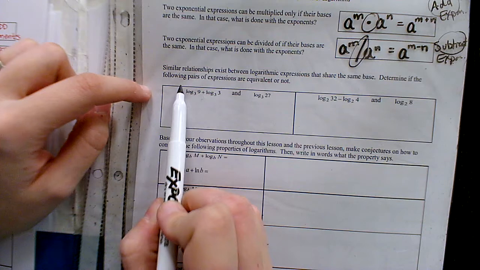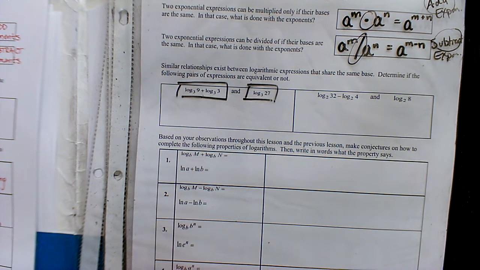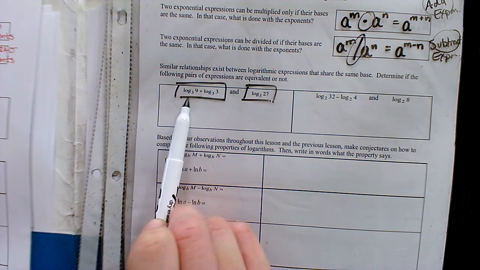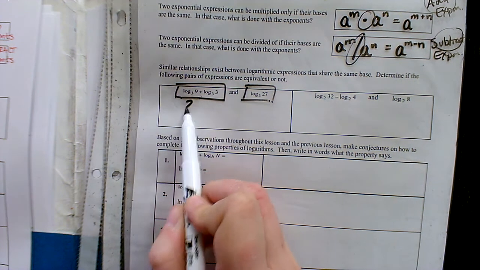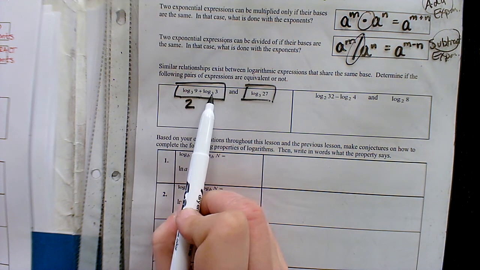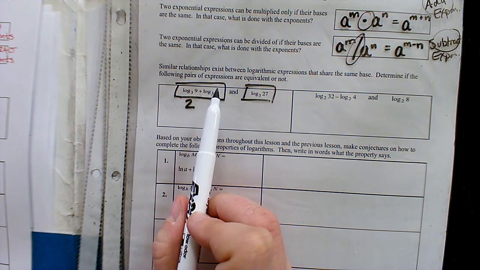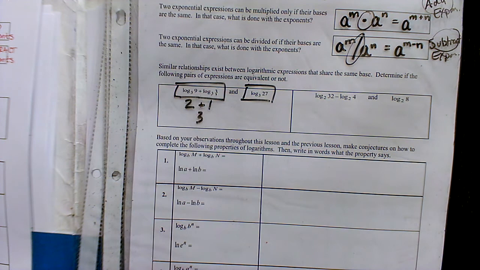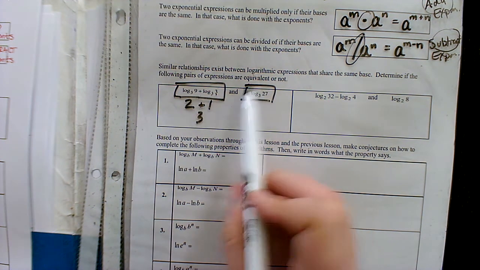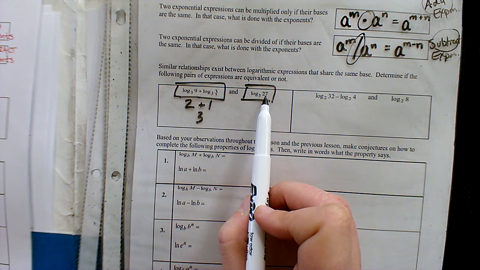So take a look at these two log expressions in this little box. I think we can figure these out in our heads. What power do we have to raise 3 to get 9? 2. What power do we have to raise 3 to get 3? 1. And if we add those together, we get 3. This other log expression, what power do we have to raise 3 to get 27?